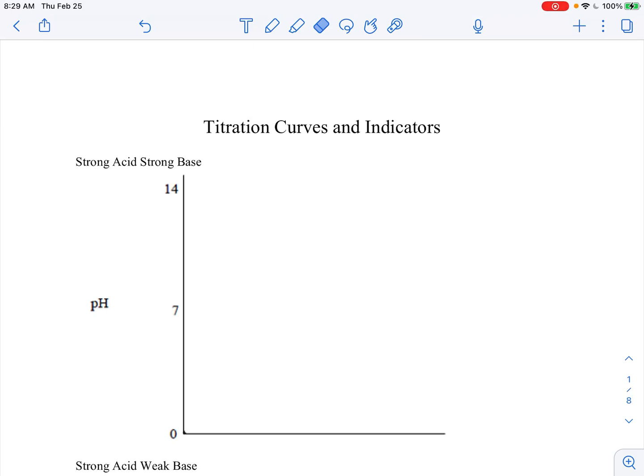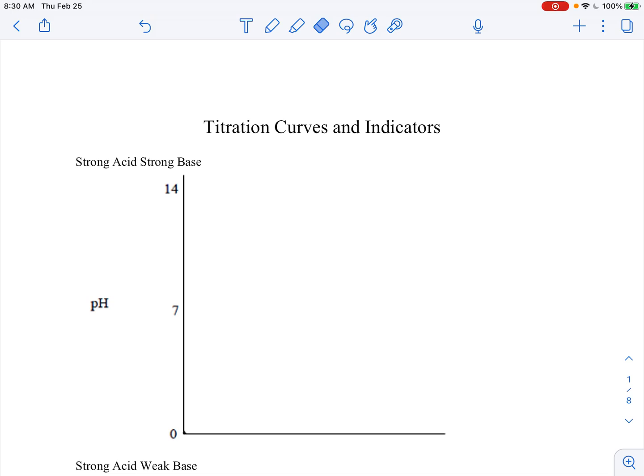Hi guys, what we're going to do now is look beyond the strong acid, strong base titration curve, and look at a variety of different problems that they tend to ask you when it comes to titration curves that go beyond the strong acid, strong base. So remember, before we move on from that, let's just take a moment and talk about strong acid, strong base.